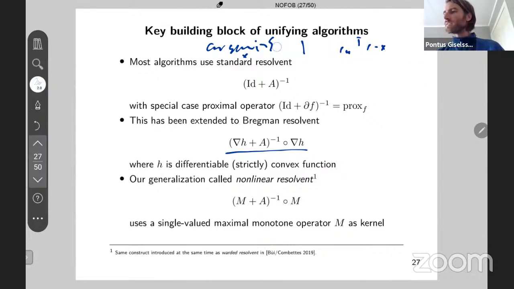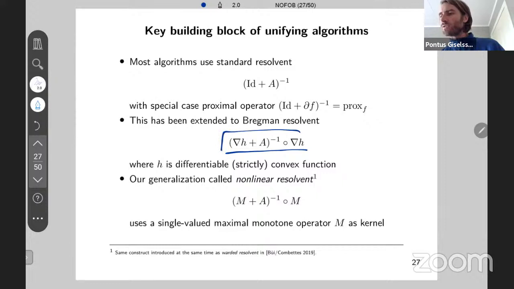Something along these lines is what you saw, but taking such a step can be written as equivalent to doing this operation. So instead of having the identity operator in the resolvent, we have the gradient of some differentiable and strictly convex function. There are many technical details in this area, but this is one assumption. When we have this, we first apply the gradient of h, then we take that result and apply this type of operator to that.